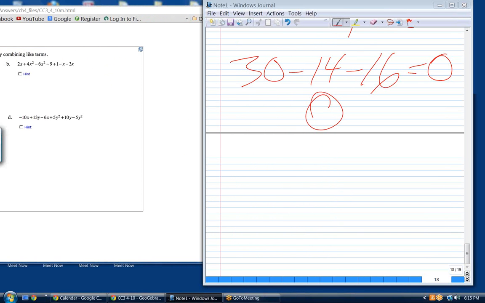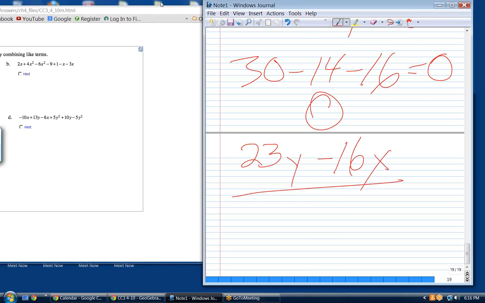How about D? So 5, okay, so that's 0. Okay. And then you add 0. So then you have 13, 7y, I think, no. We have 13 and 10. 23y, and then you have, how many x's do we have? 2. We have minus 10 and we have minus 6. Oh, okay. So that'd be minus 16x. Right. There's your answer. Okay.